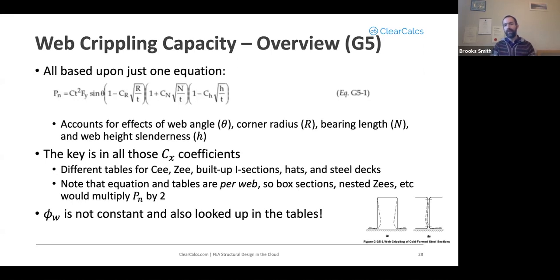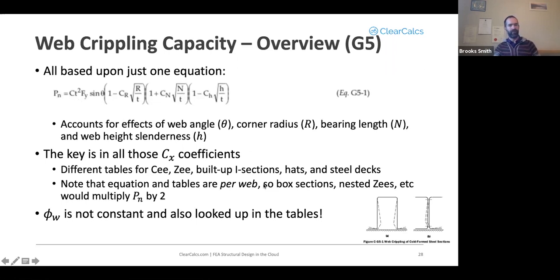Inside radius, how tightly you bend your cold formed section in the roller. The bearing length, and the web height slenderness. So that's your theta, r, n, and h values respectively. The key to this equation is in all of those C coefficients. C at the start and then CR, CN, CH.